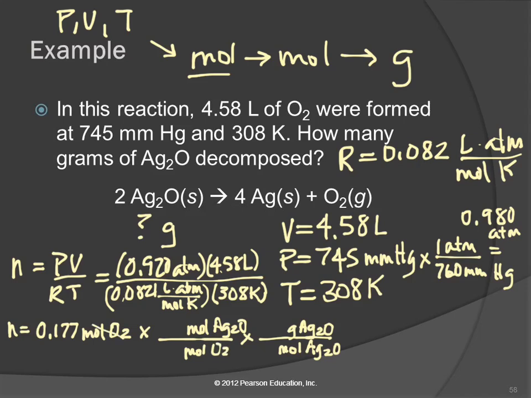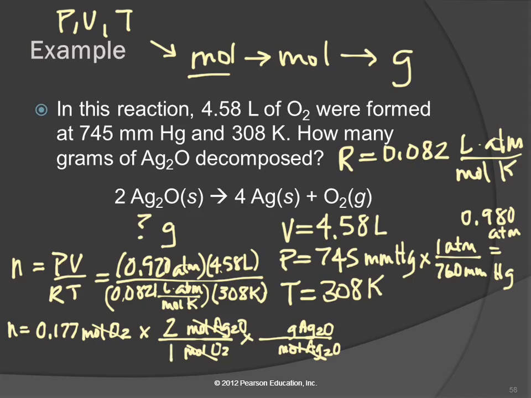So moles of oxygen cancel, moles of silver oxide cancel. What's the relationship between moles of silver oxide and moles of oxygen? Balanced chemical equation. What number is in front of Ag2O? A 2. And in front of oxygen? There's nothing, right? So that's a 1.